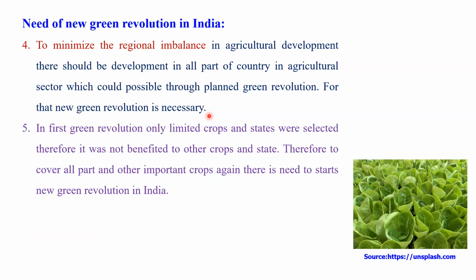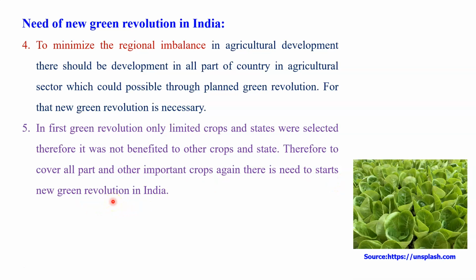Another important point that shows there is a need of green revolution in India. The first green revolution was implemented and successful only in limited crops. It started with selected crops. Therefore, it was not beneficial to other crops and states. Therefore, to cover all parts and all other important crops, again there is a need to start a new green revolution in India.